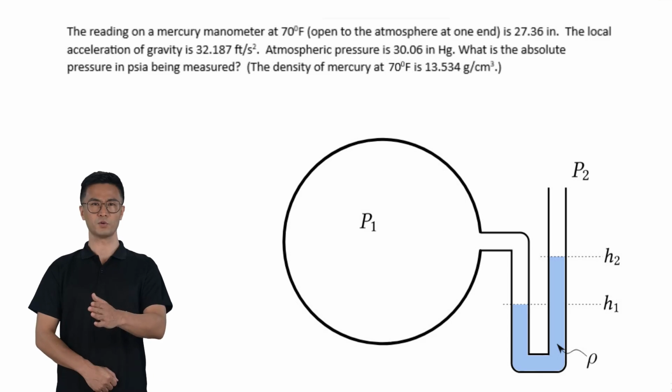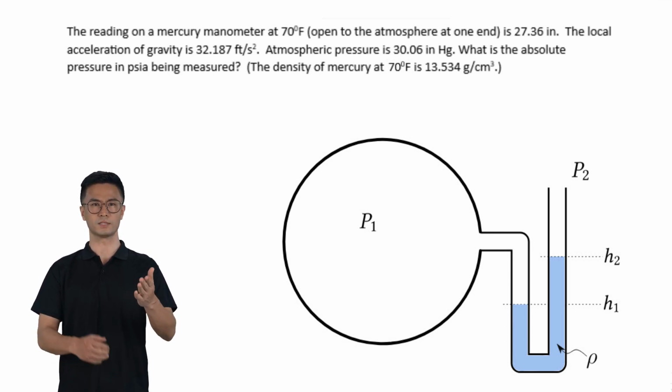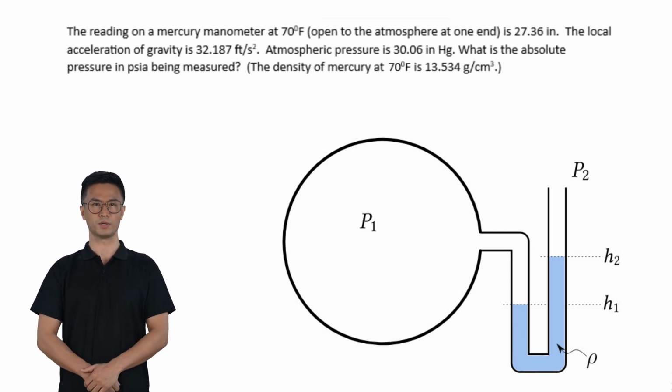The reading on a mercury manometer at 70 degrees Fahrenheit, open to the atmosphere at one end, is 27.36 inches. The local acceleration of gravity is 32.187 feet per second squared. Atmospheric pressure is 30.06 inches mercury. What is the absolute pressure in pound-force per square inch being measured? The density of mercury at 70 degrees Fahrenheit is 13.534 grams per centimeter cubed.